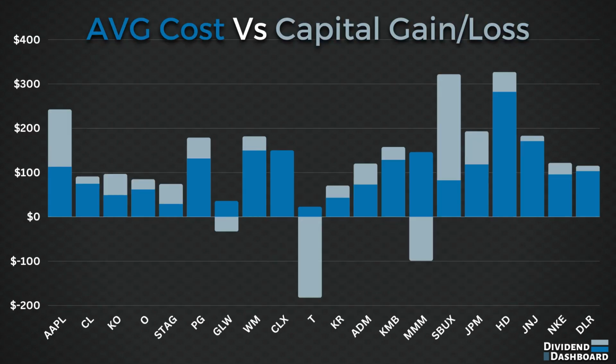Average cost versus capital gain or loss. This is one of my latest additions to the portfolio update format. Blue is the average cost and gray is capital gain or loss. We have several holdings with a decent capital gain. 2022 is my 3rd year of dividend investing, and as the portfolio matures, we will see the blue bar getting smaller and the gray bar bigger over time. We'll see how it goes.